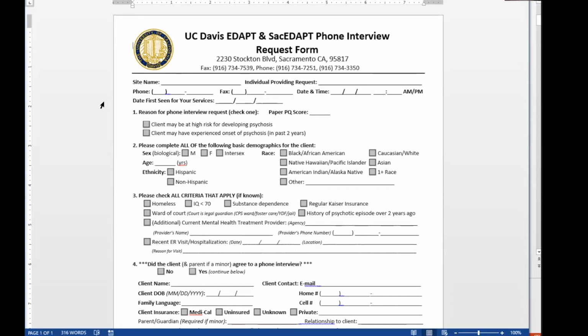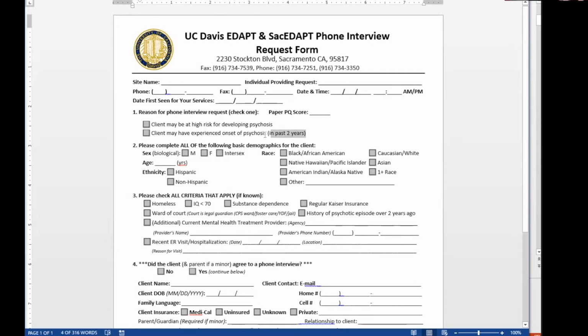For each of you in your programs, you'll have determined the criteria by which you will be accepting people. Oftentimes we only accept people with 2 years of illness, 3 years of illness, right? We're an early psychosis program. So this date first seen for services is going to give you a sense of how long this person may have been ill already. You are going to ask the referral source to ballpark. Do they think they're at clinical high risk? Do they think they might have already had psychosis?